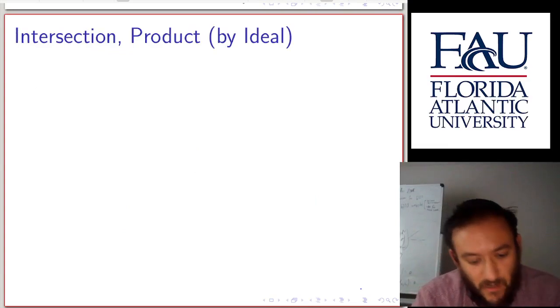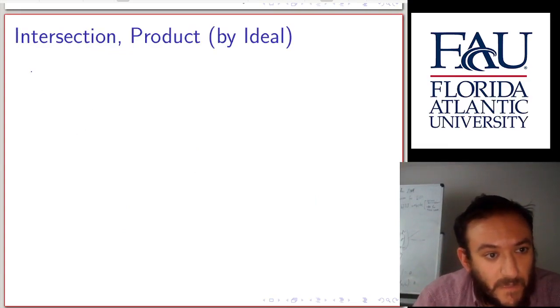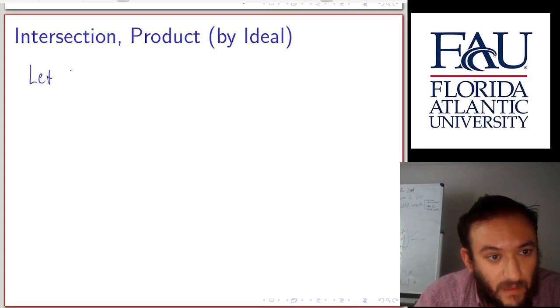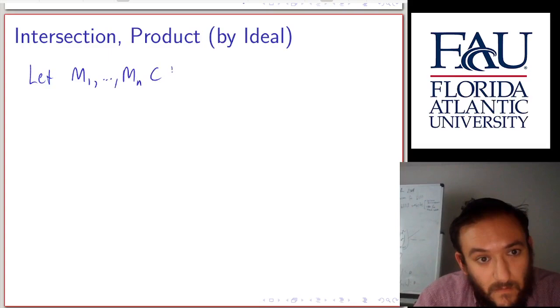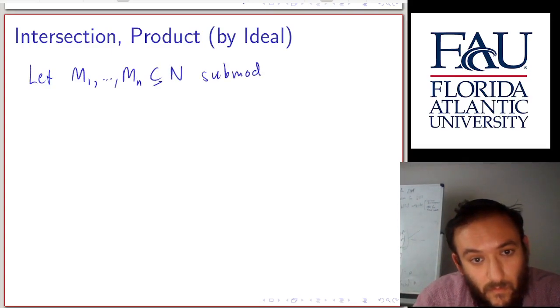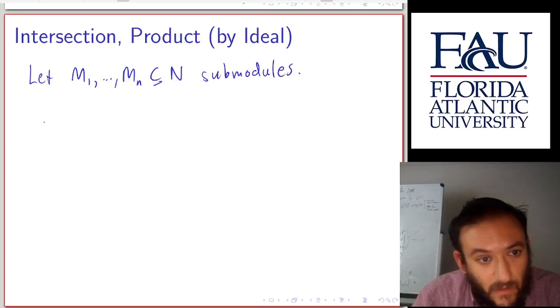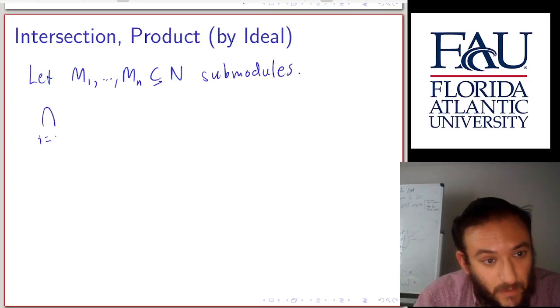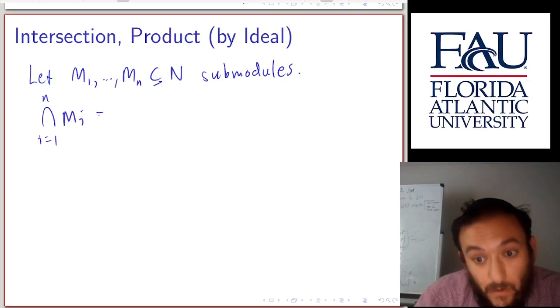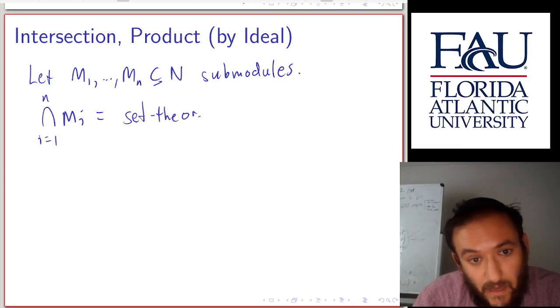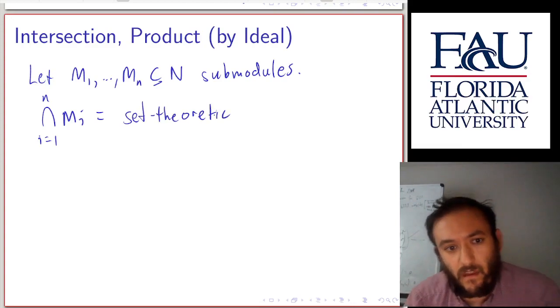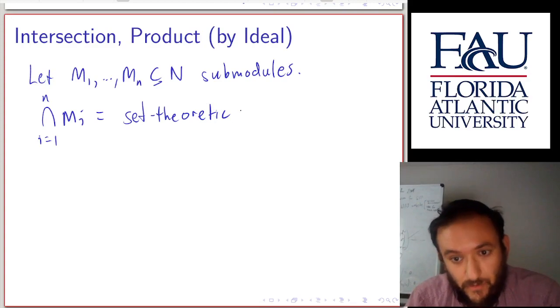Another couple operations on modules. Again, we have some collection of submodules. The intersection is exactly what you would expect it to be. It's just the set theoretic intersection, and this also has the structure of a submodule.